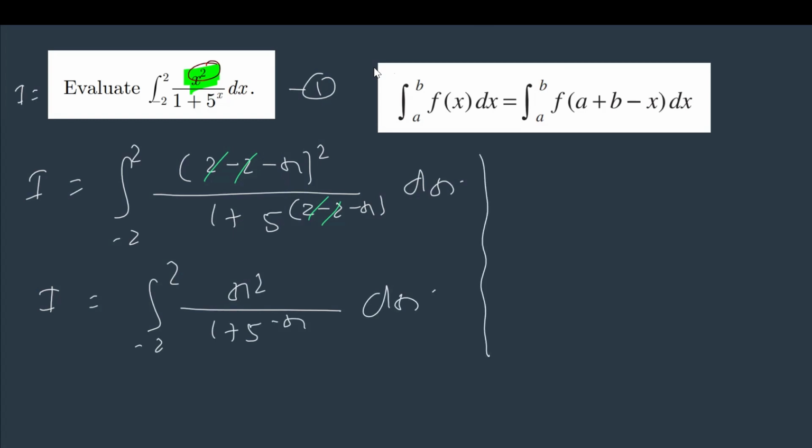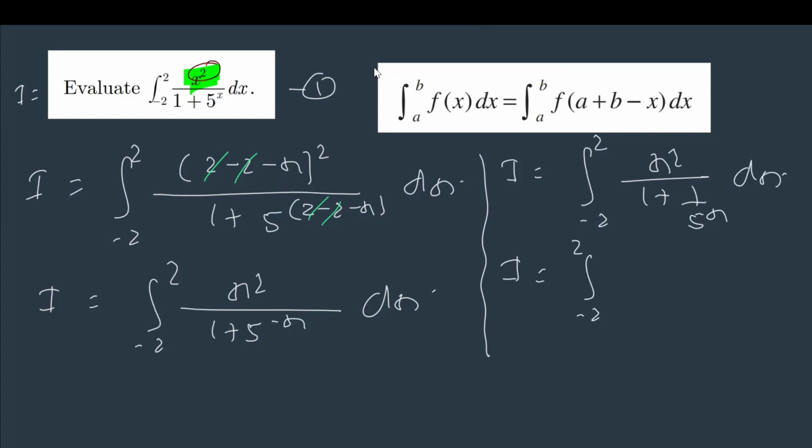Now I'm going to simplify it over here. I is equal to minus 2 to 2, and this is x square over, I'll write 5 raised to the power minus x as 1 over 5 raised to the power x, dx. This is minus 2 to 2. And if I take LCM, this 5 raised to the power x can be written in the numerator. And over here we'll get 5 raised to the power x plus 1, or I can write 1 plus 5 raised to the power x. I did nothing. I took LCM over here and transposed this LCM denominator in the numerator. And we have an x square. So I'll write x square and then dx.